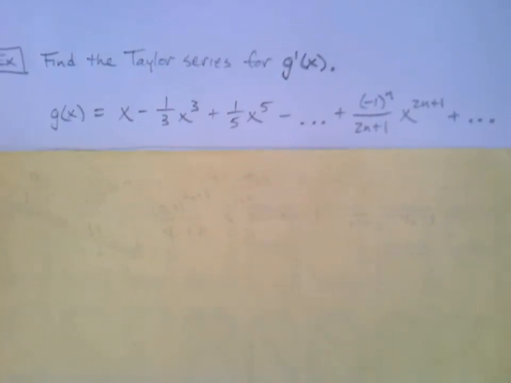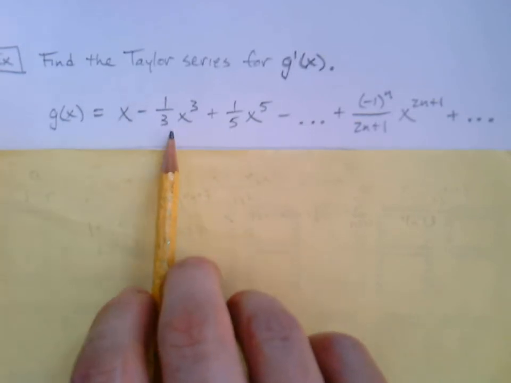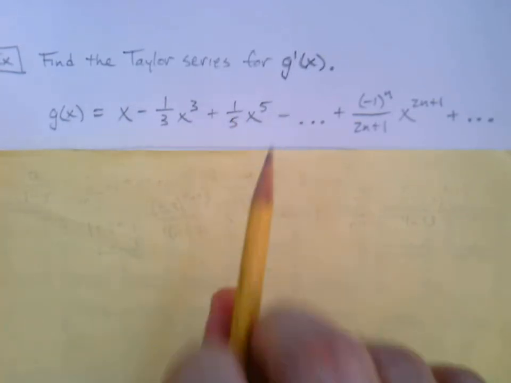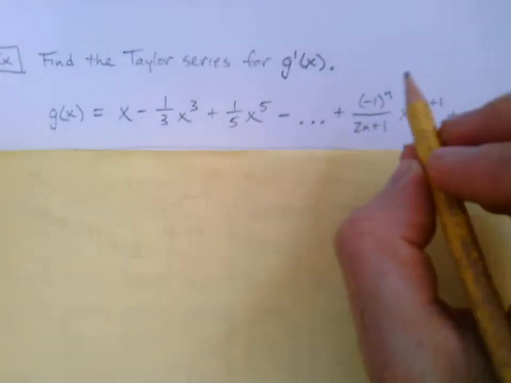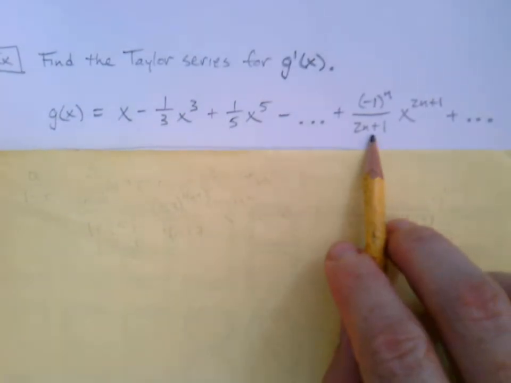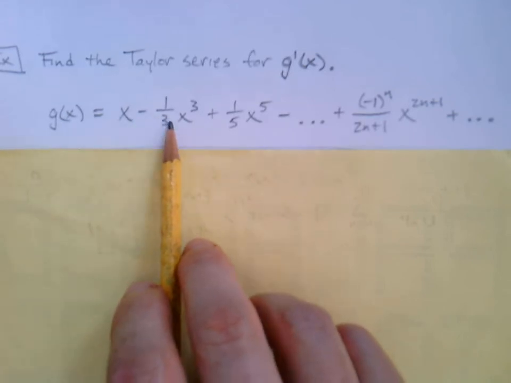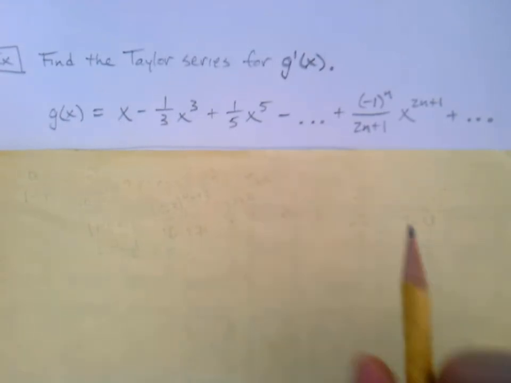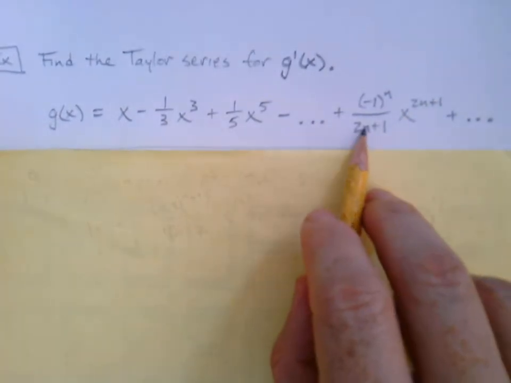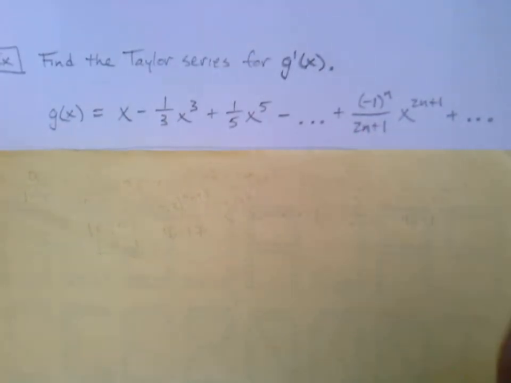So g of x, and they're just telling us, all right, this is part of the problem. So g of x, they're telling us, equals x minus 1/3 x to the third plus 1/5 x to the fifth minus dot dot dot plus negative 1 to the n over 2n plus 1 x raised to the 2n plus 1. So you notice we have the odd numbers, right? 1, 3, 5. 2n plus 1 will get you the odd numbers. So if you started at 0, n equals 0 is 1, n equals 1 gives you 3.